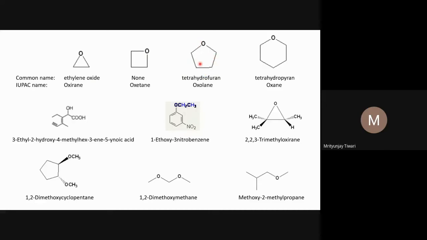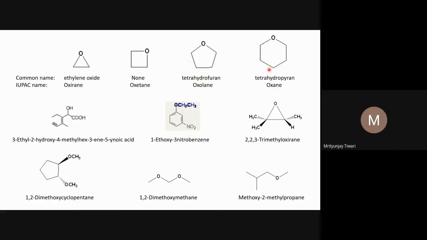So this compound's name is tetrahydrofuran, meaning four hydrogens are added to the furan to get this compound. The common name of this compound is tetrahydrofuran, and the IUPAC name is oxolane. And the six-membered ring compound containing one oxygen atom, the saturated compound, is called oxane.